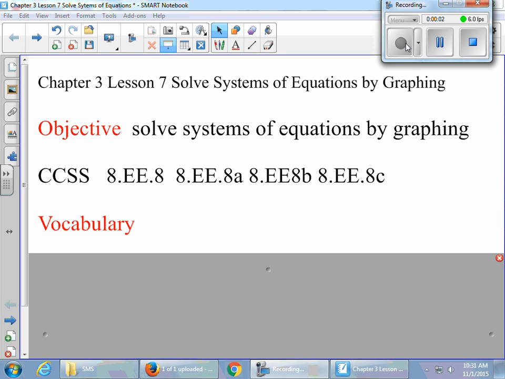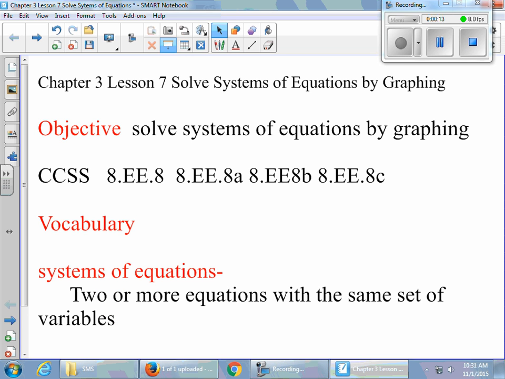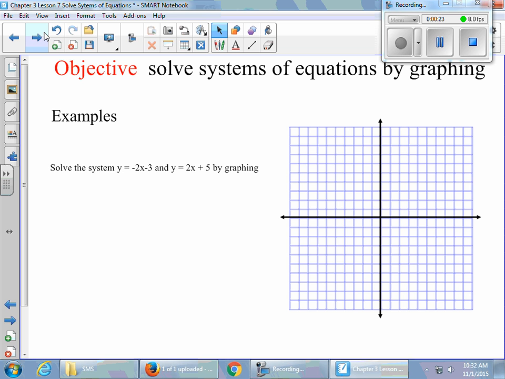Okay, welcome to Chapter 3, Lesson 7, Solve Systems of Equations by Graphing. The learning target or objective for this lesson is to solve systems of equations by graphing. Our one vocab word for this lesson is systems of equations: two or more equations with the same set of variables. As always, you may pause the video to write down the definitions and then continue when you are ready.